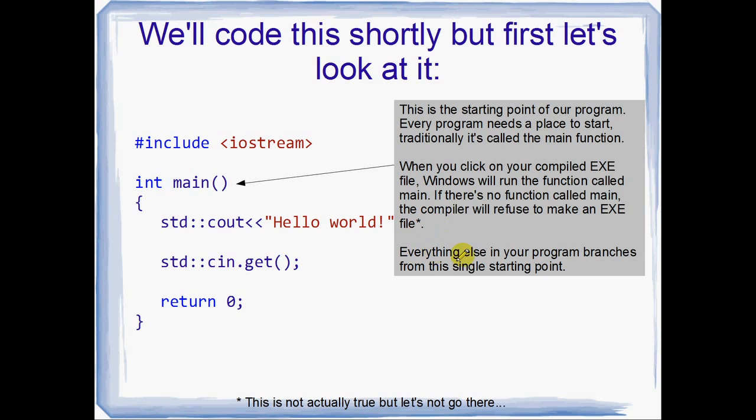You can change it. But anyway. Everything else in your program branches from this single starting point. So from main, you can branch to as many different things as you want. You can multi-thread and get your other cores going, or you can call different functions and procedures, but it all starts from main.